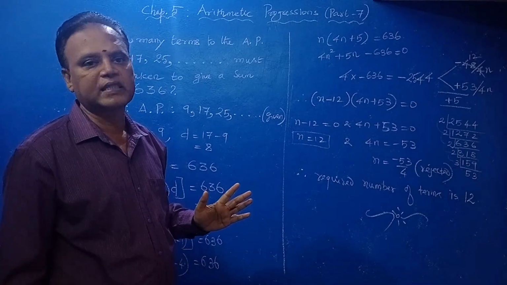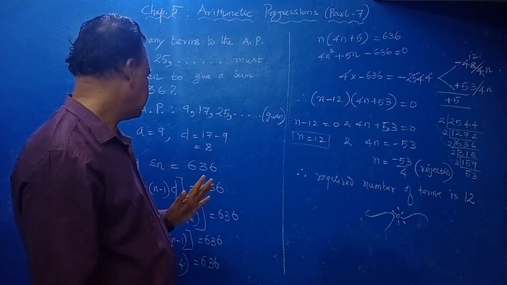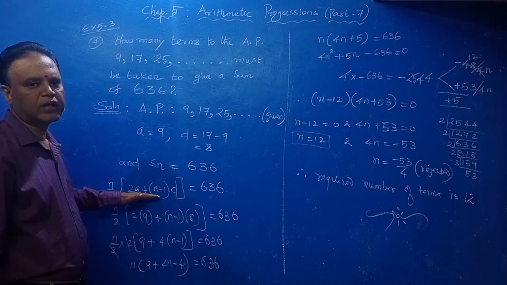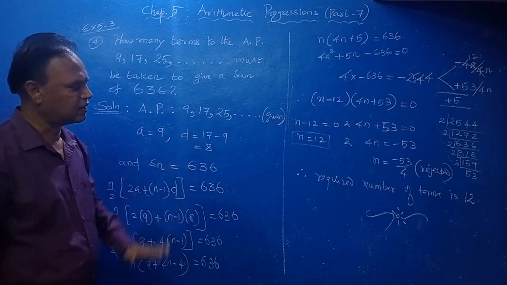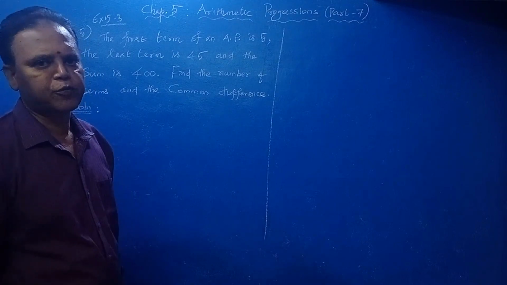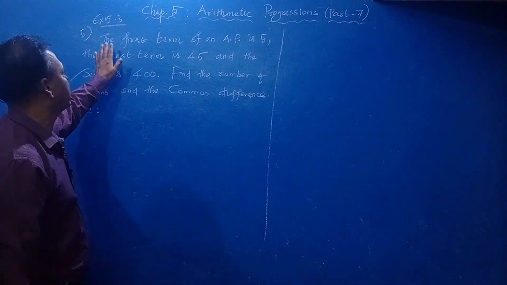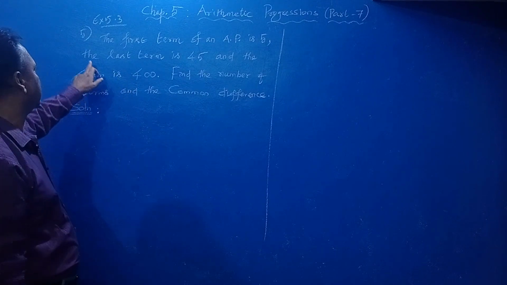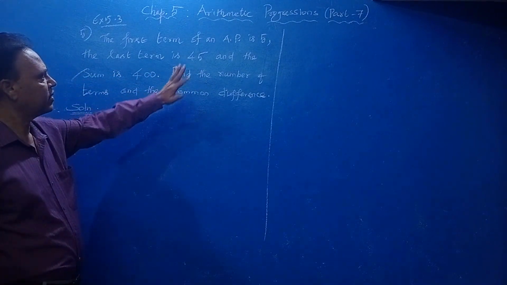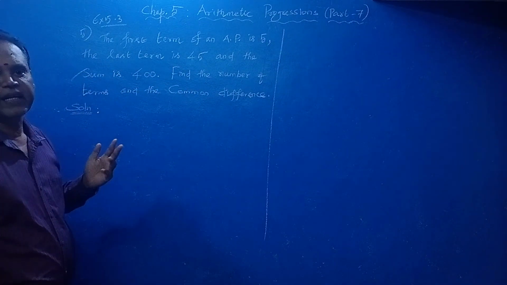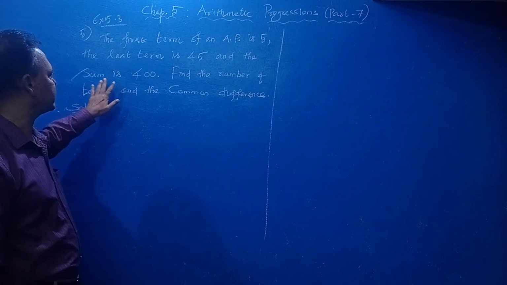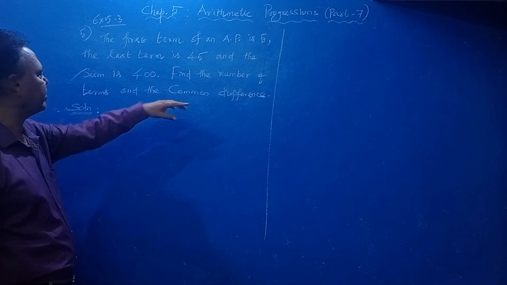So the simplification part, how to learn: here factorization is very important. Then remember this formula, after that only simplification. Next, we will see the fifth problem. The first term of an AP is 5, that means a is given. The last term is 45, that is an, that is l. L is given. The sum, that is Sn, is given. Find the number of terms.